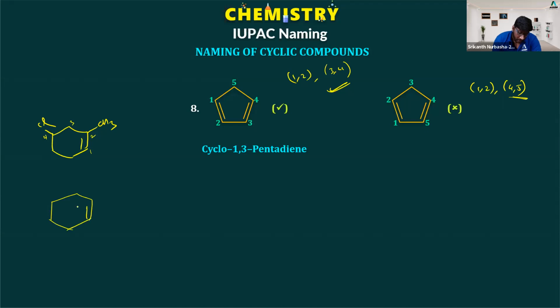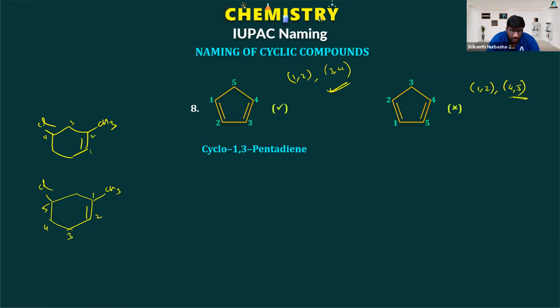Can I give numbering in this fashion? 1, 2, 3, 4, 5. There's a chance. Out of these two, I cannot take out this 1, 2. If I write that, it is obviously wrong because I'm not including the double bond. If I write 1, 2 here, you can easily say that is wrong because the doubly bonded carbons are not involved in the ring. So now try to figure out which is correct among these two.